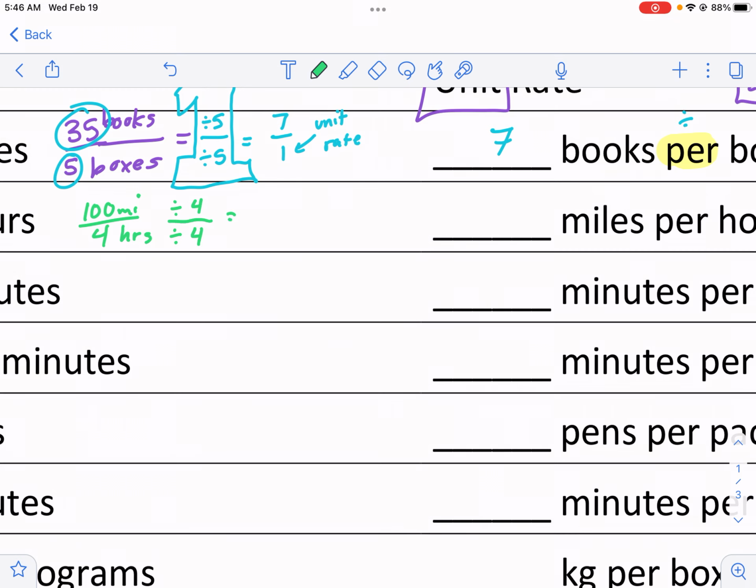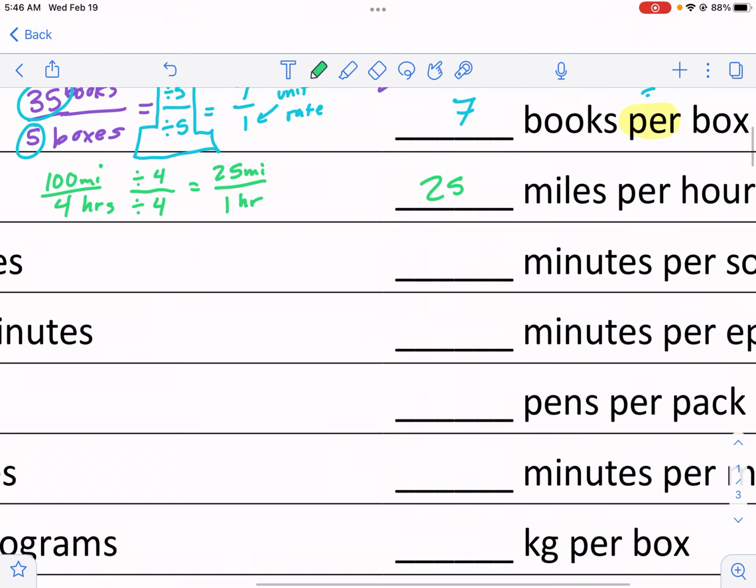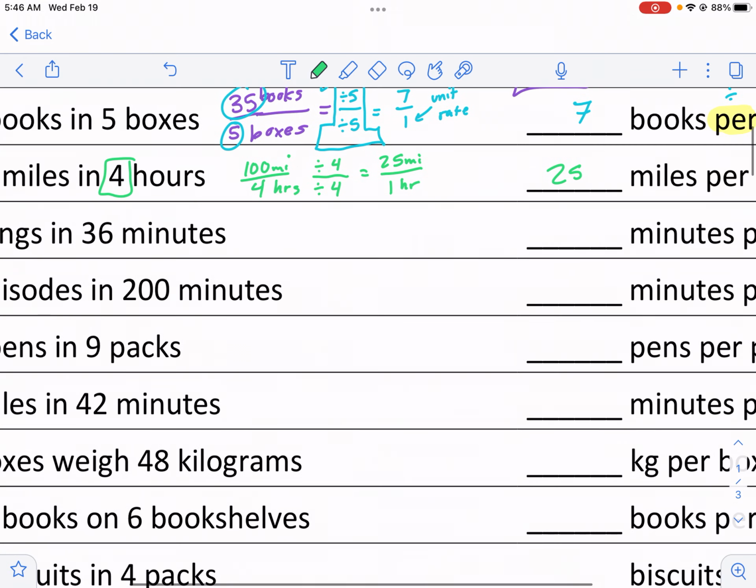Okay, again, that's equal to 1. And we get 25 miles in 1 hour. Okay, and again, that's 25 miles per hour. That's how unit rates are expressed. Okay, so 25 miles per hour.